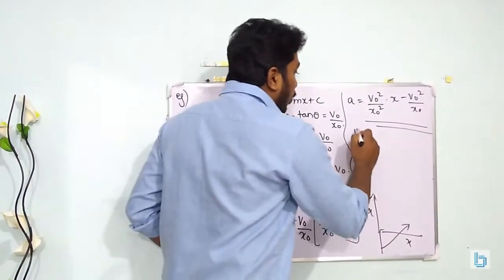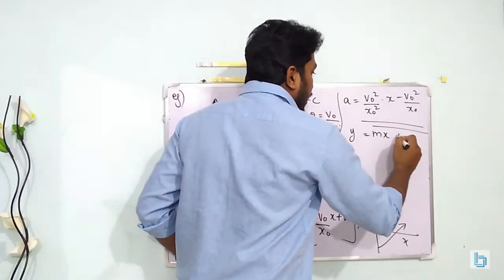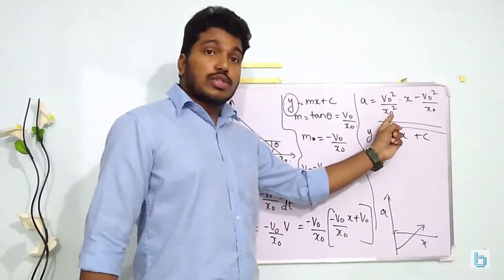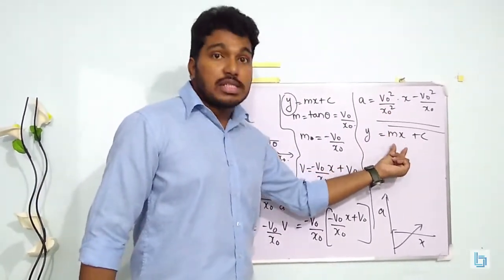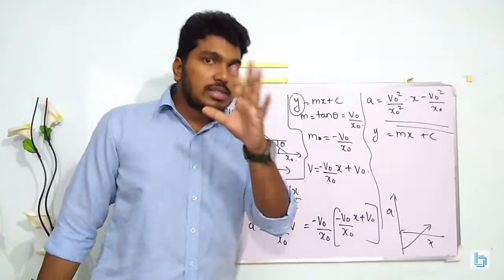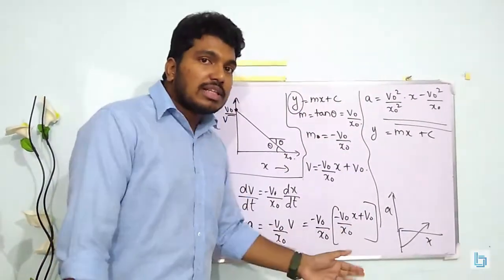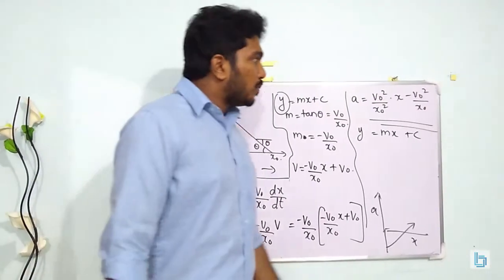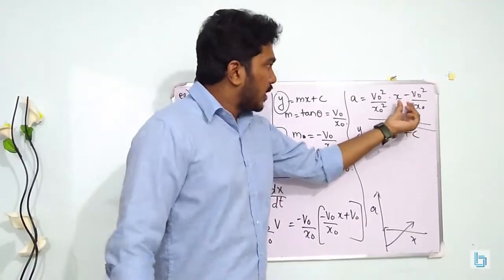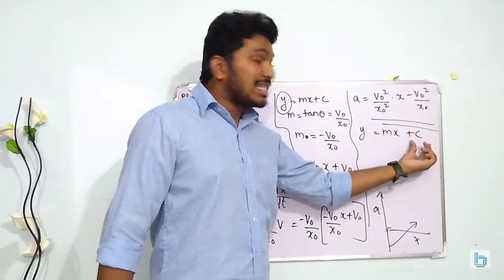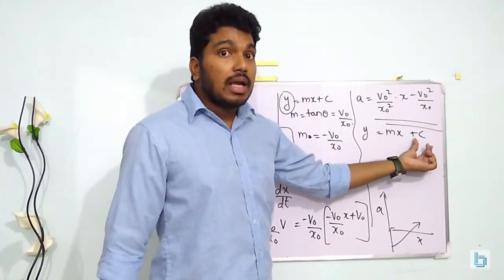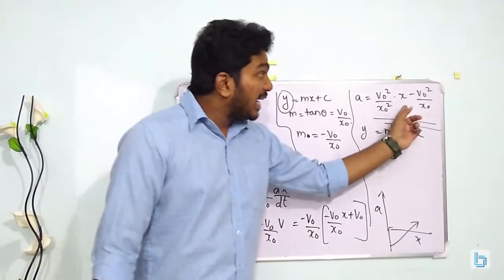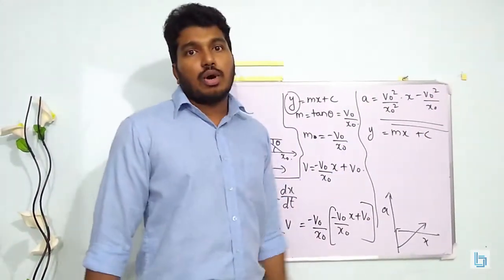And this is of the form y is equal to mx plus c again. Here, what is the value of m? v naught square by x naught square, which means it is positive. The slope must be positive. So out of the options given there, look for a graph with a positive slope. Now, x, you know what is x. Now, minus v naught square by x naught is the constant c, which means the y-intercept here is minus v naught square by x naught.